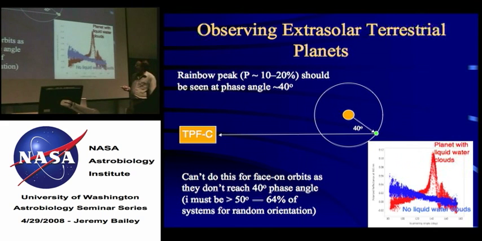But for most cases, you should be able to reach the 40-degree phase angle. That requires that the inclination of the planet must be less than 50 degrees. And if they're randomly oriented, then about 64% of systems should be within that range. So it should be feasible for a large number of systems.